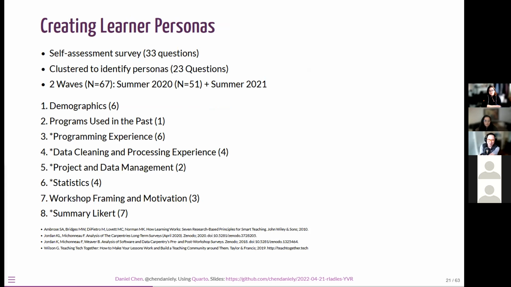And so how do I go about creating these learner personas? We do them with a survey. And yes, there are problems with doing things with a survey, but this is the best that we have. So there are 33 questions in the survey.